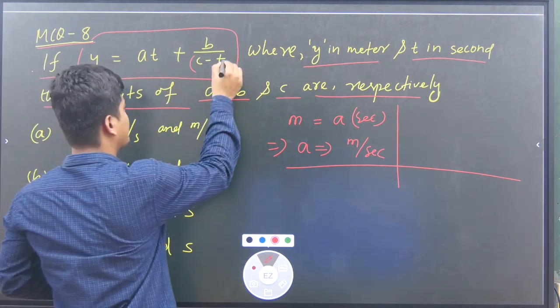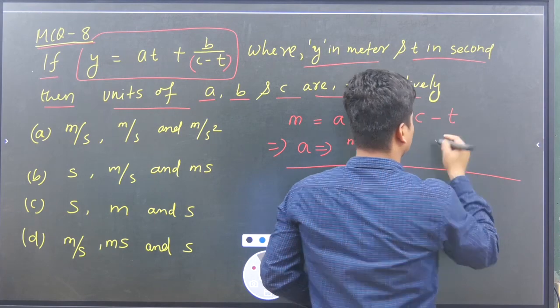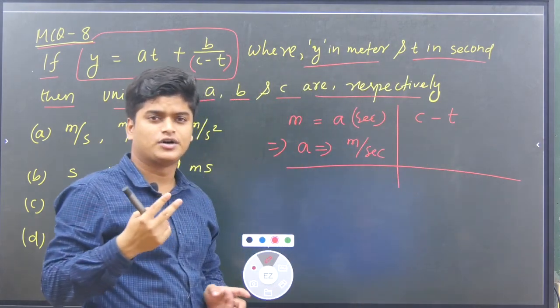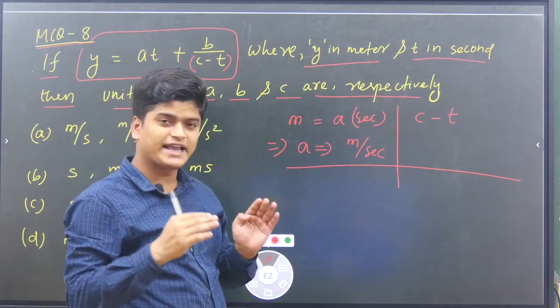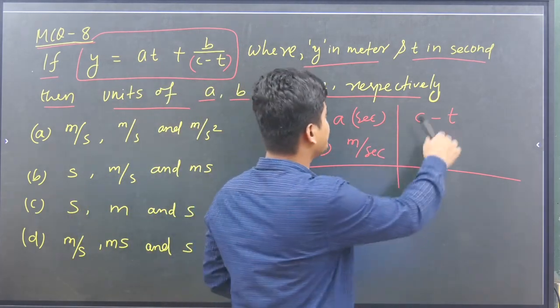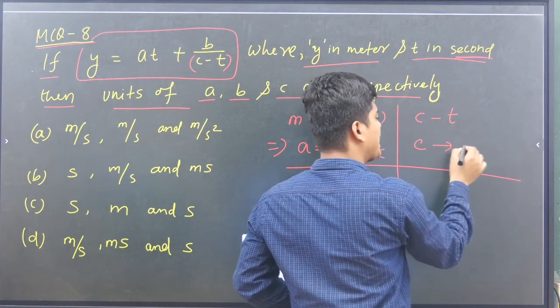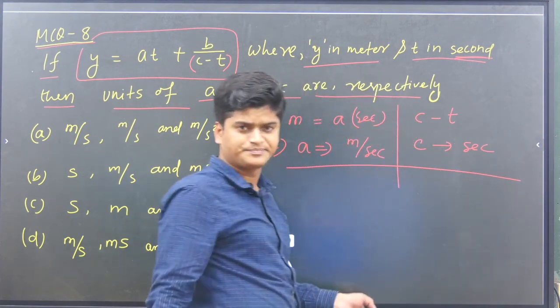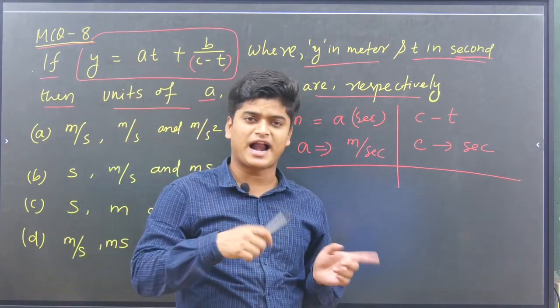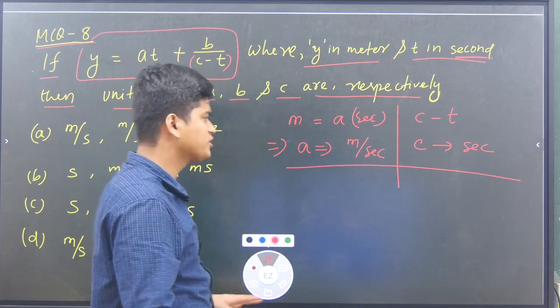Now listen here, some bracket is there, remember, c minus t is given. Now I told you, the same physical quantity can be added or subtracted. If c is subtracted from t, and they are telling that t is in second, which means t is time, then c is definitely time and its unit will be nothing but second, because the same physical quantity can be added or subtracted. So if t is time, then c should also be time, or second.